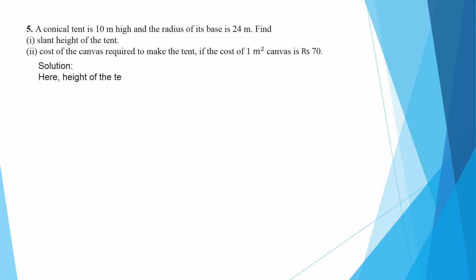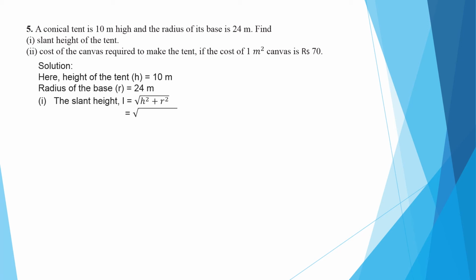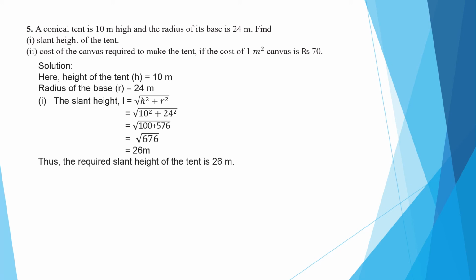So we need to make one tent, and first of all we need to calculate l also. Height is given as 10, radius is given as 24. We will use Pythagoras theorem, that is l square is equal to h square plus r square, or l is equal to under root h square plus r square. On substituting, under root 10 square plus 24 square, so 100 plus 576, that is square root of 676, which is 26 meter. Thus the required slant height of the tent is 26 meter.